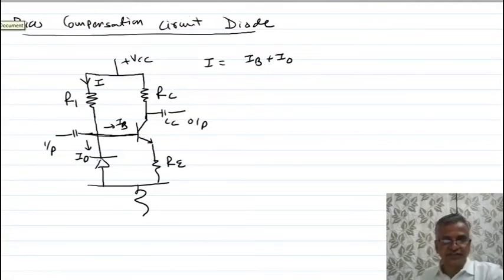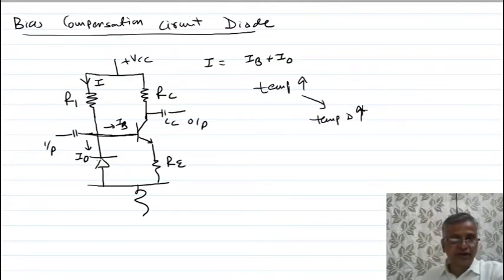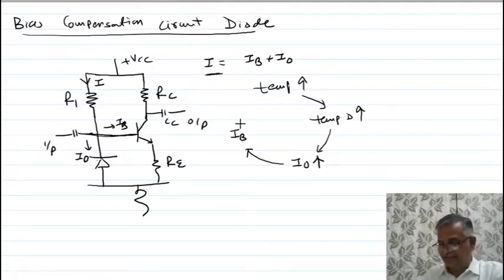Let us try to understand the stability action of the circuit. Suppose the temperature of the transistor increases; as a result the temperature of the diode increases because the diode is kept very close to the transistor. As a result, the leakage current flowing through the diode increases. As leakage current increases, from this equation you can say that IB decreases, because I is a constant current. As IO increases, then IB must decrease.